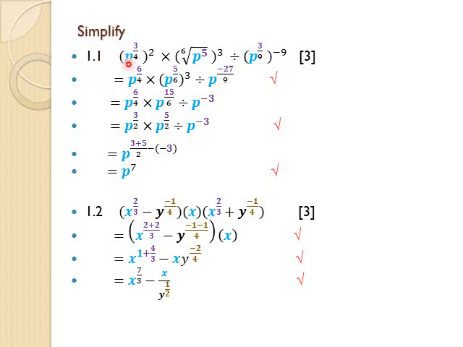They say simplify. Given me base b, 3 over 4, raised to a further exponent 2, times 6th root of p to the power 5, raised to 3, divided by p, 3 over 9, negative 9. Alright, so 3 times 2 would give me 6, so that's 6 over 4. The root can be written as a rational exponent, so the exponent inside goes on top and the exponent on the outside goes at the bottom.